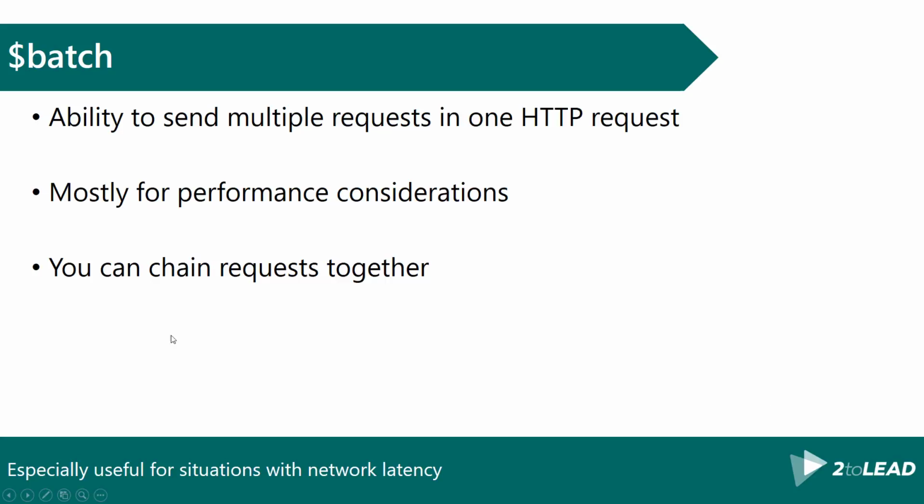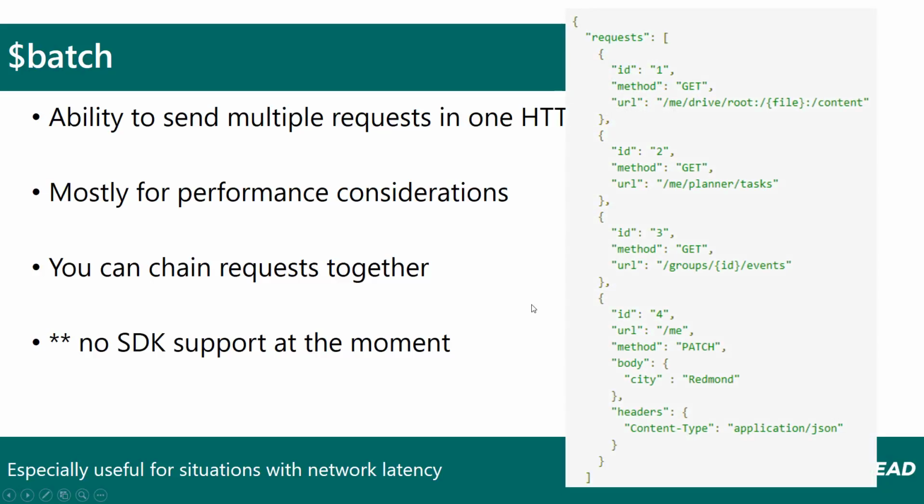When you batch things, you can to some extent chain requests. If I want, for example, to create a message and then reuse the message ID to tag it with a category or with a follow-up flag, I can use those kind of tokens to make sure those are in the right order, reusing one another's parameters, right? And at this point in time, there's no SDK support for that. So if you want to use it, you have to craft a request manually. But what it looks like basically is like that.